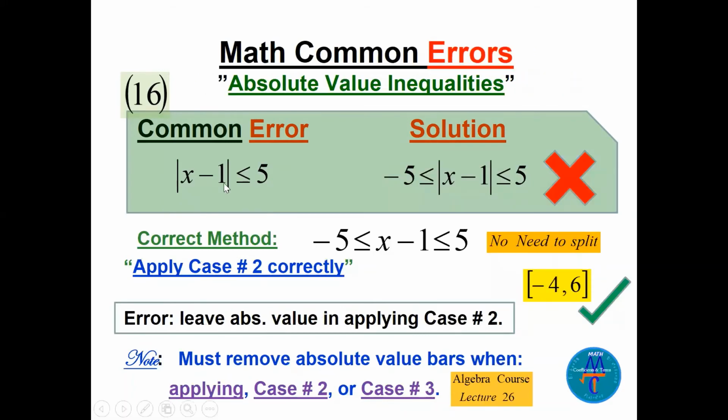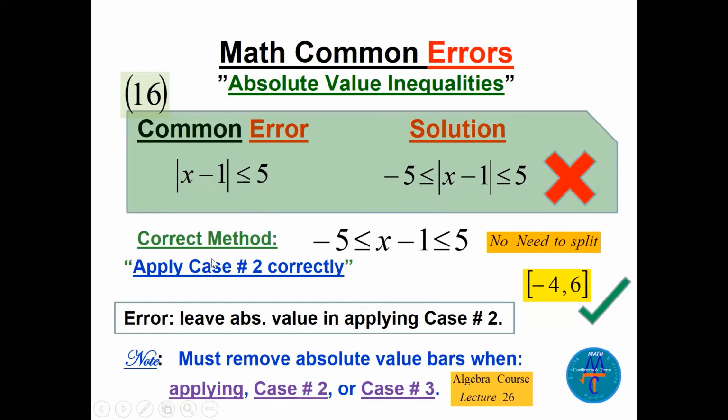Now we come to the absolute value inequality here. Absolute value of x minus 1 less than or equal to 5. I have seen students, when they apply the rule here, we have to apply case number 2. Case number 2, case number 3, this is in the algebra course, lecture 26. They put absolute value of x minus 1 between minus 5 and 5. That's wrong.